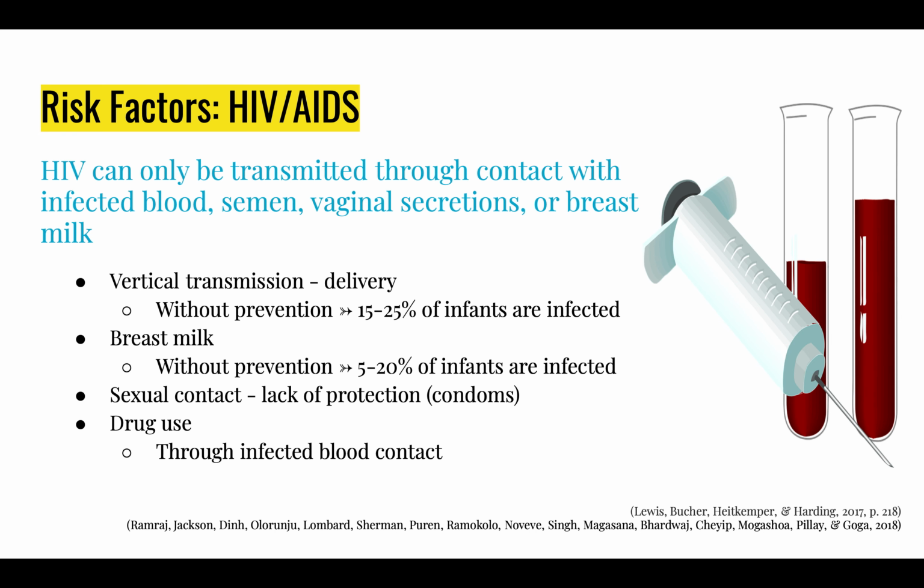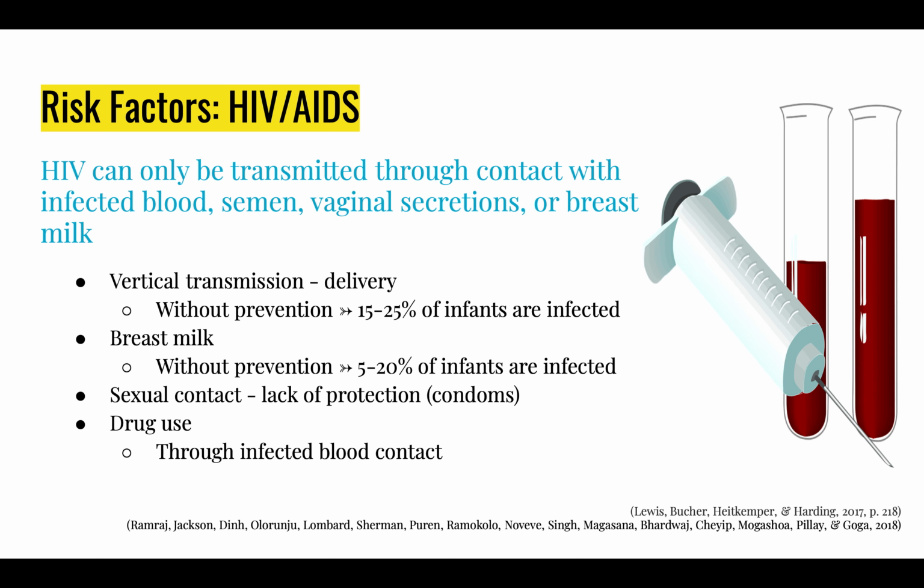Risk factors for HIV and AIDS. HIV can only be transmitted through contact with infected blood, semen, vaginal secretions, or breast milk. Risk factors for infants include vertical transmission or delivery and breastfeeding when the mother is already infected. According to evidence-based practice, if the mother is not treated and no prevention is provided, there is a 15 to 25% chance that the infant becomes infected.